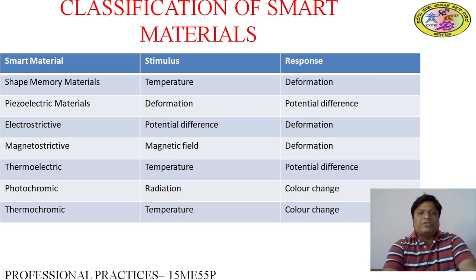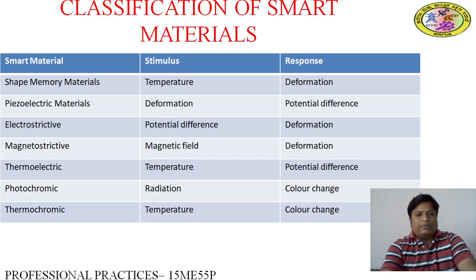Here is the classification of smart material, with smart material stimuli and response. How it responds depends upon the inherent property that changes. Whatever external stimulus is given to the material, it will change the phase. For example, for shape memory material the stimulus is a temperature. When the temperature differs, the material gets deformed. Similarly, another one is piezoelectric materials.